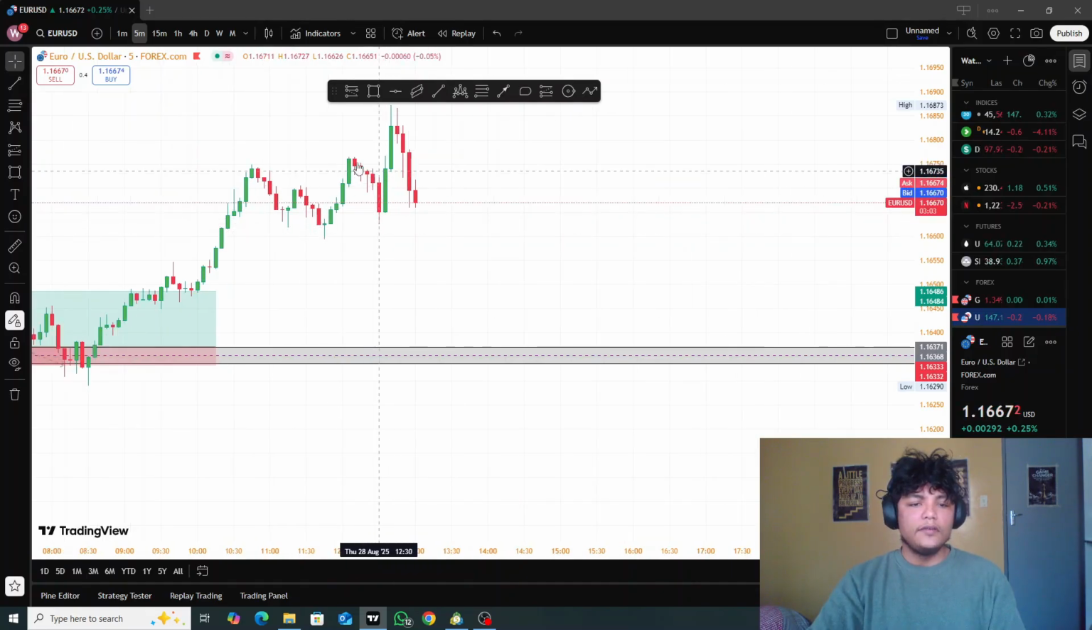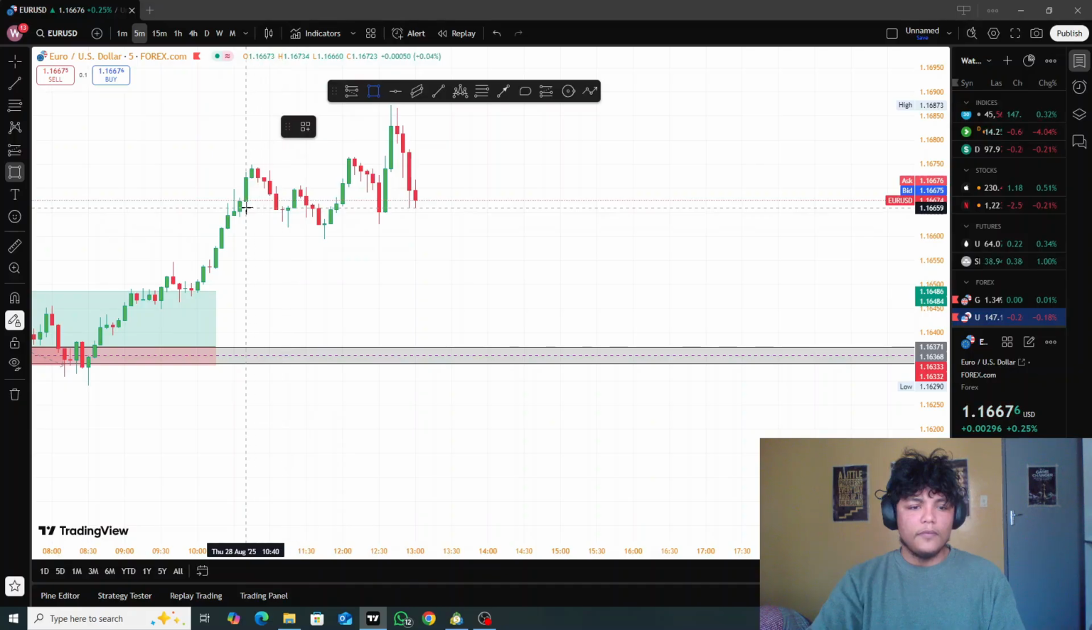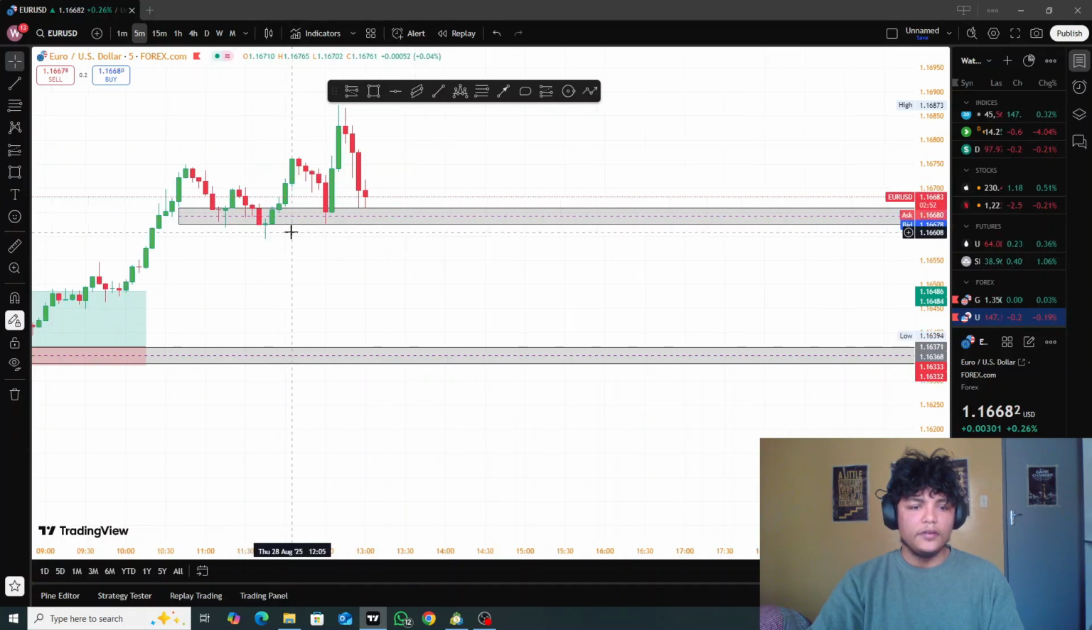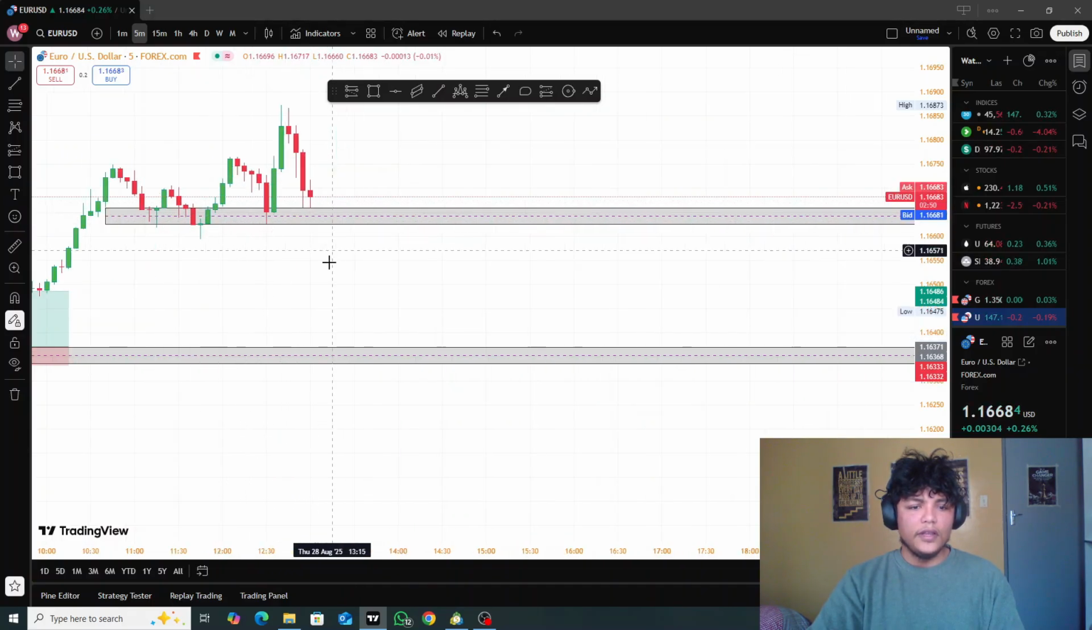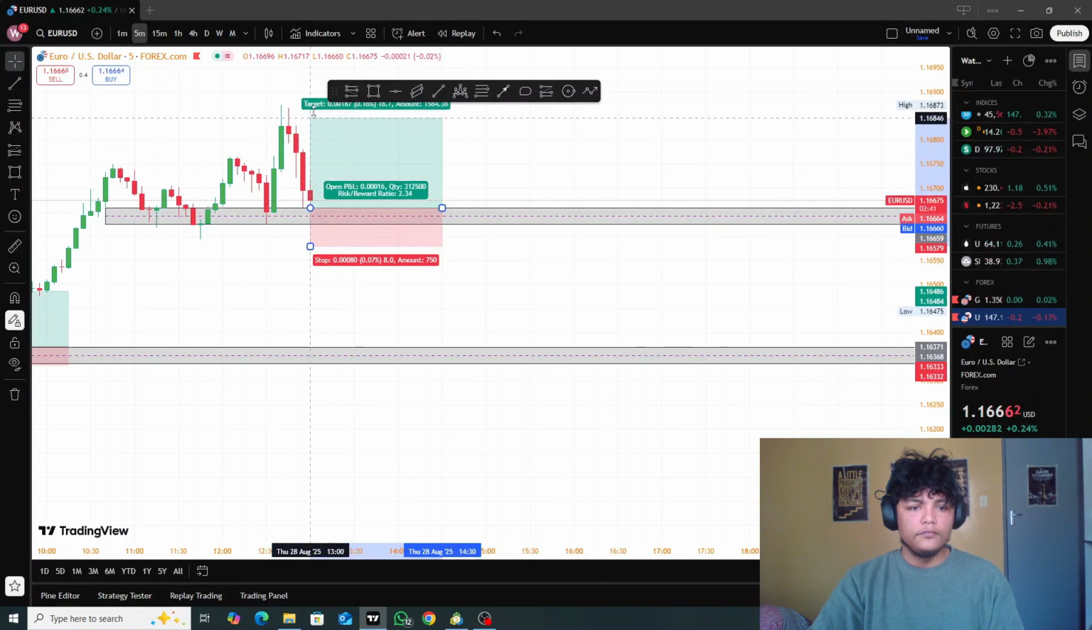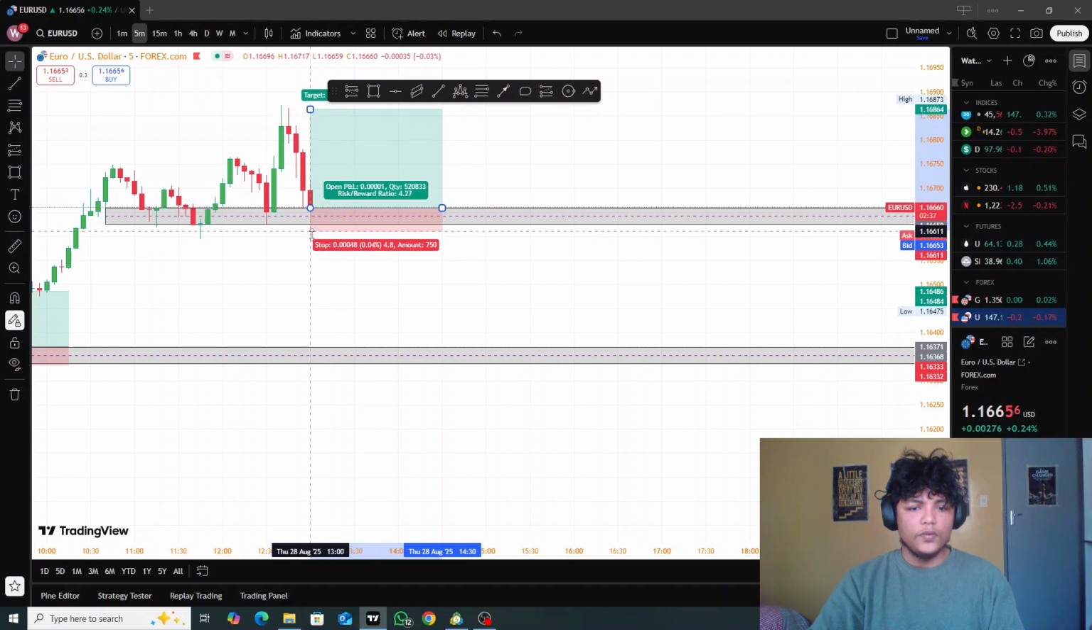So right here now, let's see what's gonna happen. I would mark this as my support. This is also a liquidity grab here. This is also a liquidity grab. So I would then continue on buying right here, and we target the 1 to 3 risk to reward ratio.